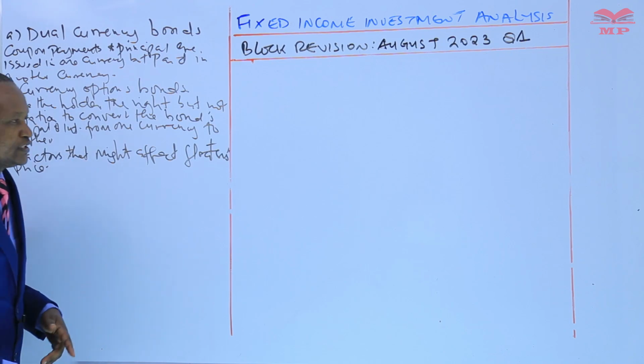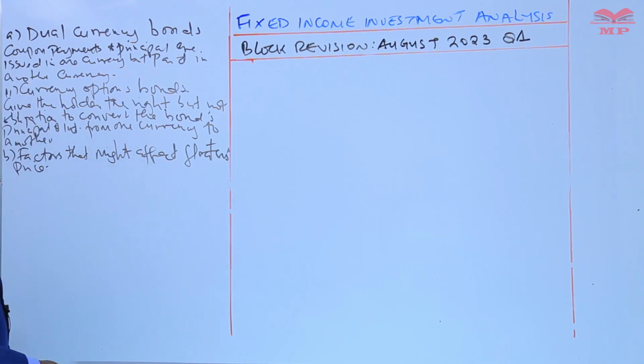So there are several factors that may affect the floating rate or the floater's price. All right, floating rate bonds. There are various factors that may affect the floating rate bonds. One obvious factor is the benchmark interest rate.